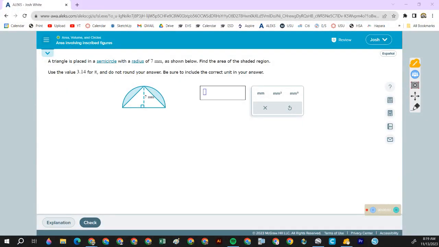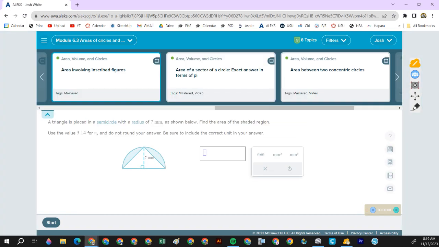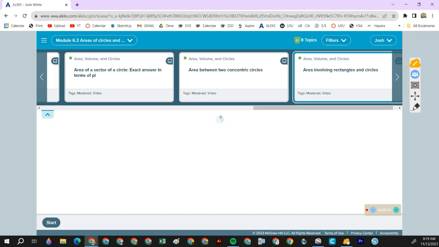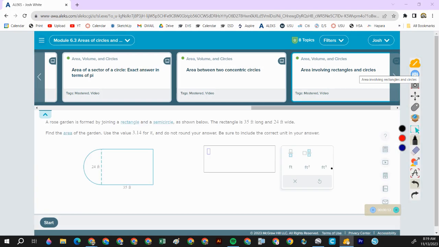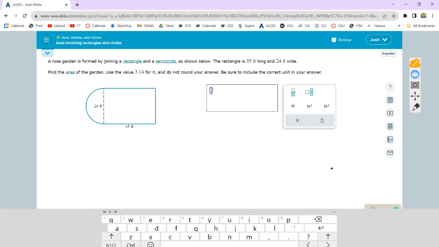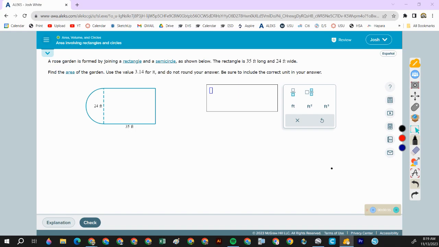This is 6.3, so we'll just do the first half today, and we'll finish that next time. Okay, some formulas for circles that you should know.